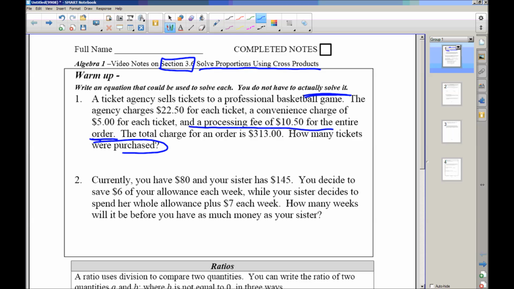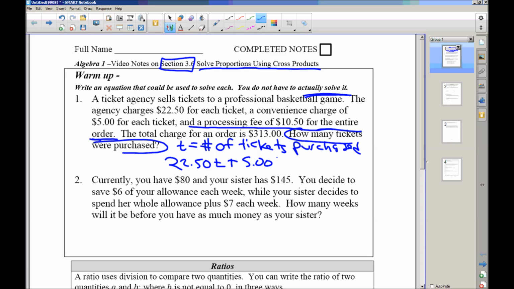Remember, the question always gives you a tip-off about what variable you should name. So in this case, I'm going to let T equal the number of tickets purchased. Okay? So my equation is going to be $22.50 for each ticket, plus $5 for each ticket, plus we have to pay that processing fee of $10.50, and when we're done, we owe $313. If we solve this equation, we'll figure out how many tickets were purchased.